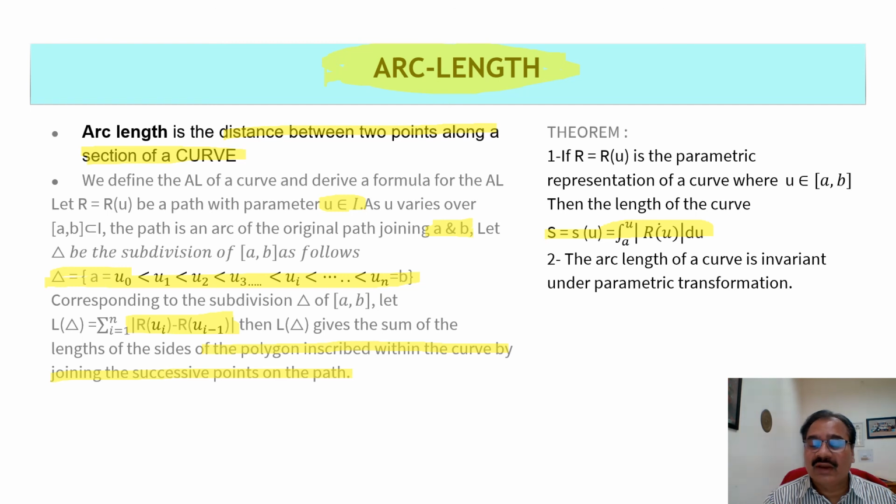And second, you have to establish that the arc length of a curve is invariant under parametric transformation. So these are the two important results you have to remember, and if possible, try to study the proof part of both theorems on your own.